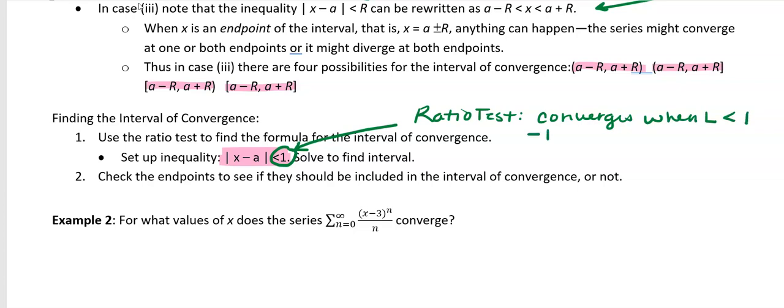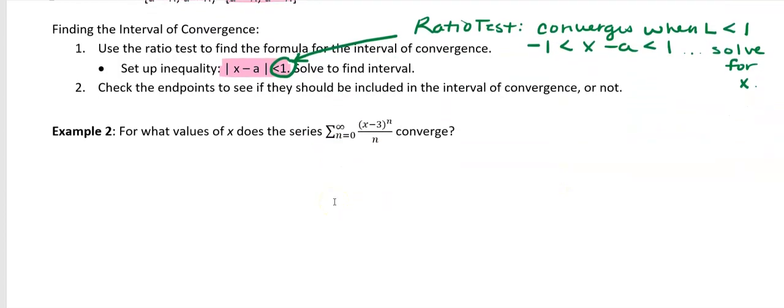So what we would be looking for is your x minus a to be between -1 and 1. And then at this point, you would simply solve for x. Okay, once you have that interval, the next step is to check your endpoints to see whether they're going to be included or not included in that interval of convergence. And then you'll write that interval of convergence using interval notation. So let's see what this looks like with example 2.